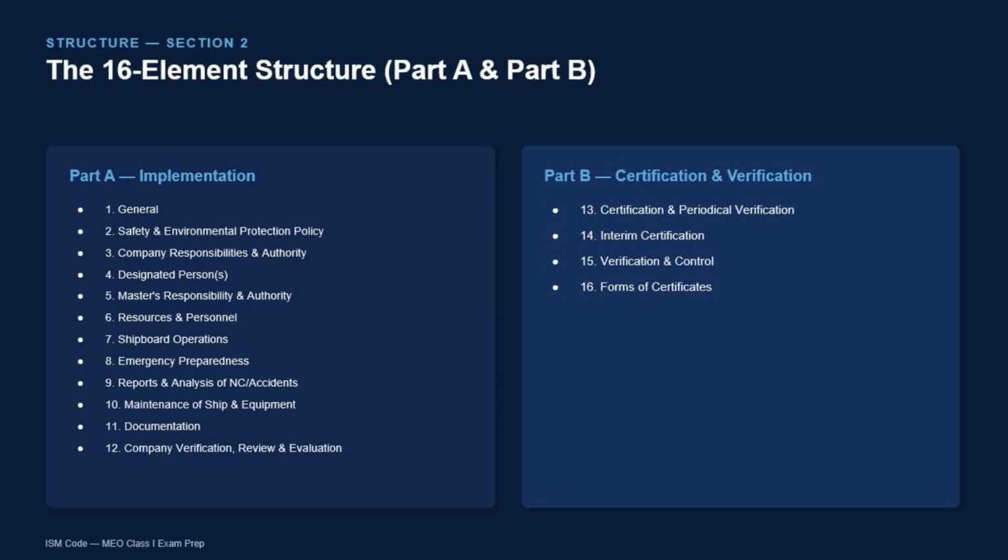Part B contains 4 elements related to certification and verification. These include certification and periodical verification, interim certification, verification and control, and forms of certificates. Together, these 16 elements form the backbone of the safety management system.